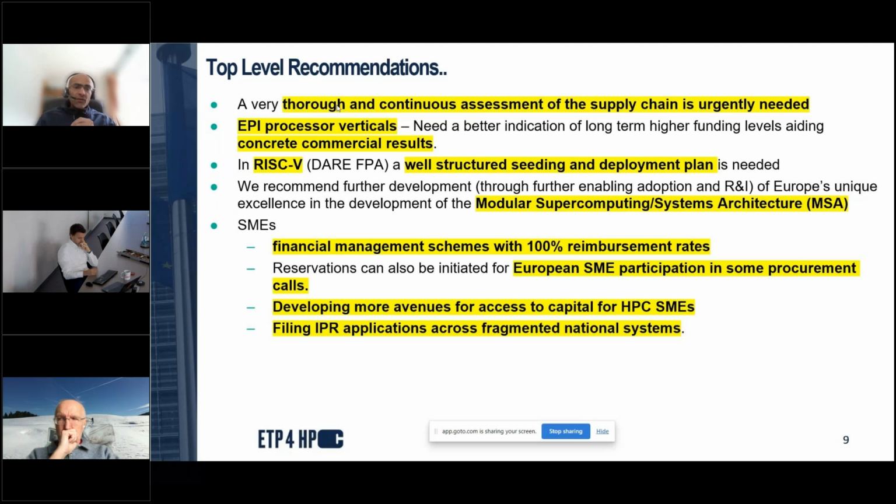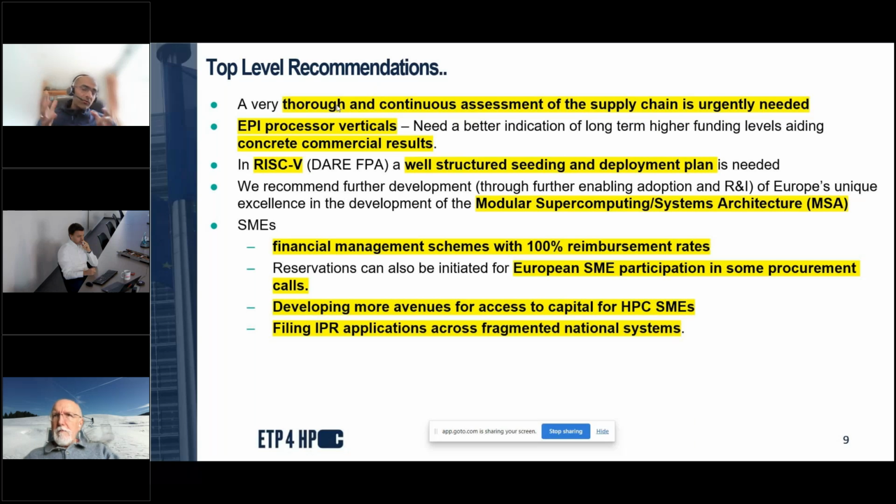And in the area of SMEs, which might be interesting for many of you here, we have recommended financial management schemes with 100% reimbursement rates. Also, we said that there's got to be reservations for European SME participation in some procurement calls, and there's got to be more avenues for access to capital for HPC SMEs.